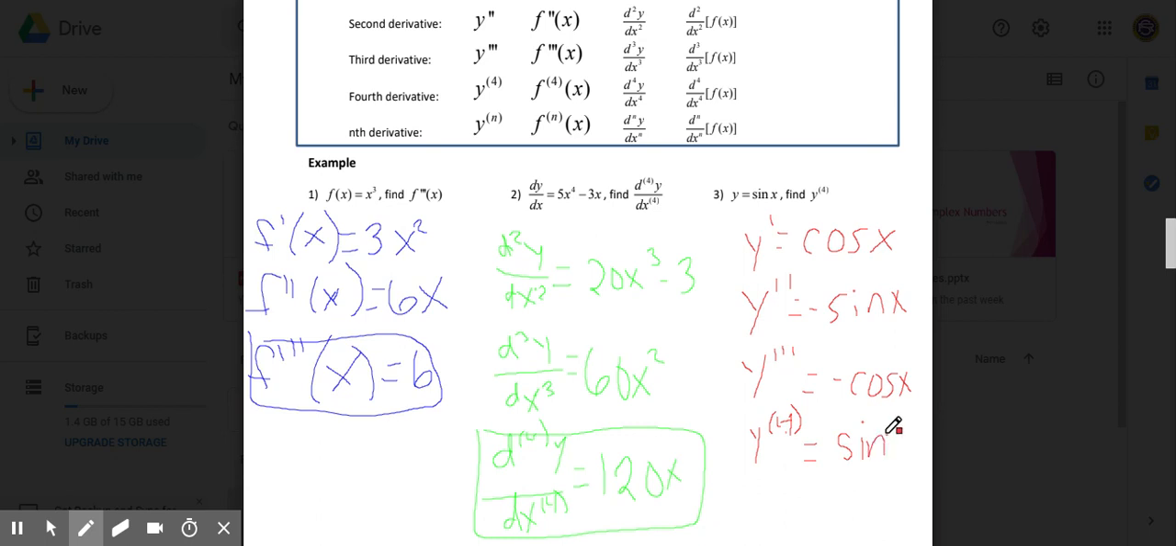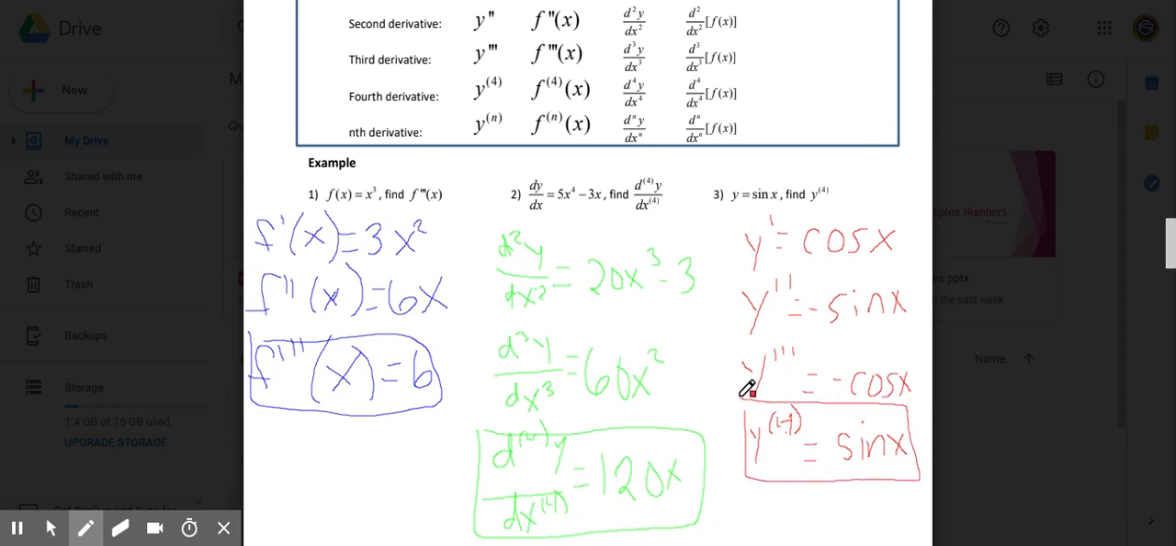And then hopefully you notice a little pattern here. If I were to keep going with this, we're back where we started with sine x. So this would go in a cycle. So the fifth derivative would be cosine x. The sixth derivative would be sine x. Seventh derivative would be negative cosine x. And then we'd be back where we started, and it would just keep going around and around. So this is the fourth derivative.